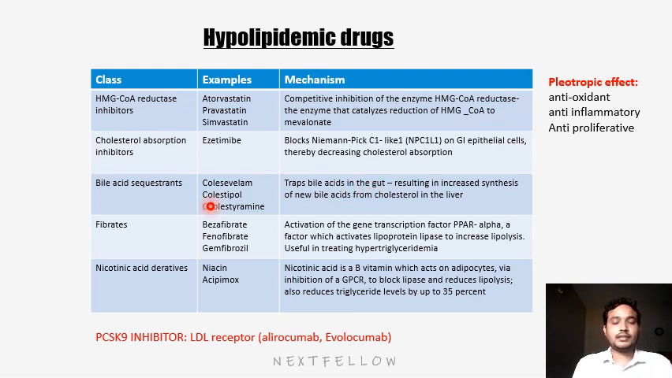Next drug class is fibrates. In fibrates we have bezafibrate, fenofibrate, gemfibrozil. These drugs mainly act through PPAR alpha. They elevate lipoprotein lipase enzyme activity, so there will be increased lipolysis, thereby decreasing triglyceride levels in the blood. By increasing lipoprotein lipase activity, increased lipolysis decreases the peripheral lipid level in the blood.